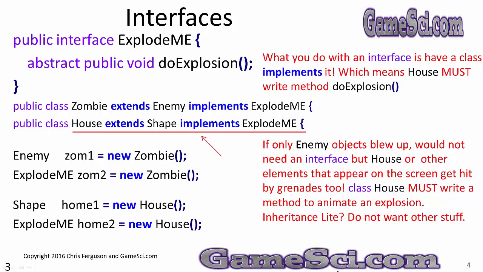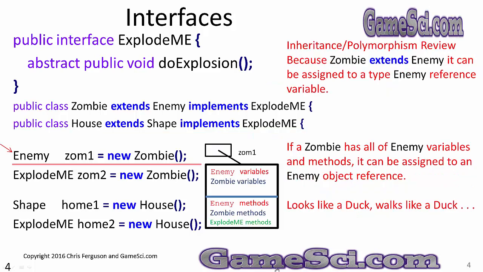If only enemy objects blew up, we would not need an interface. But House or other elements that appear on the screen might get hit by grenades too. Class House must write a method to animate an explosion. Inheritance light? I don't want the other stuff. The problem with inheritance is that you've got to take everything even if you only want a small piece. The deal with an interface is you can implement an interface and not have this extra code added to your object.